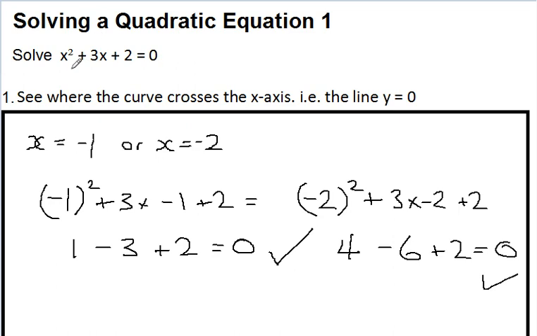And the way in which we found the solutions of this equation was to look to see where the curve y equals x squared plus 3x plus 2 crossed the x-axis. Okay, so that's one of the ways that we can solve a quadratic equation.